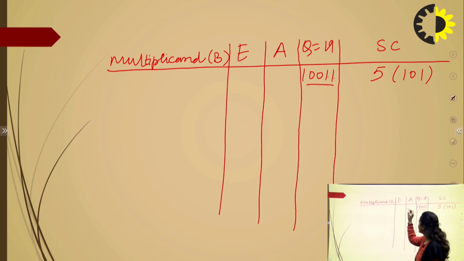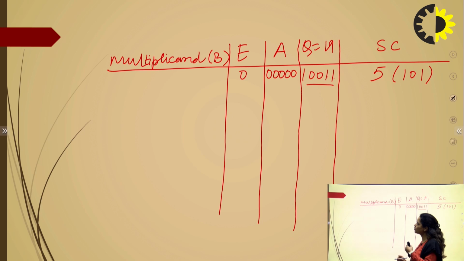So again we have zeros, but how many zeros? 5 zeros. 2, 3, 4, 5. So in this algorithm the dependency is totally upon the number of bits available in our multiplier. Now next, since it is a flip-flop, it will hold only one binary bit. Initially it will be 0.